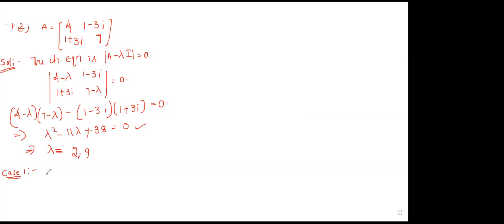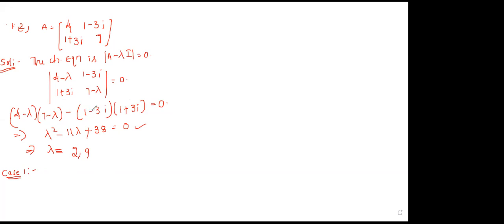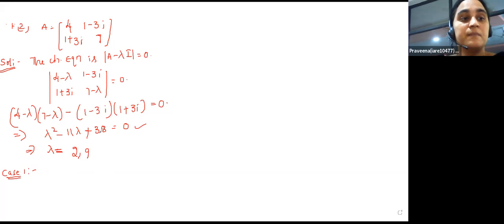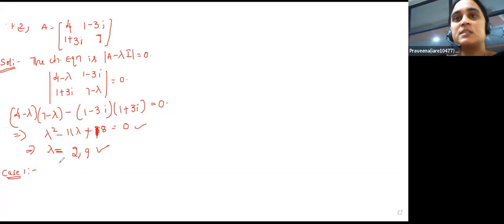A complex number is coming. Where does a complex number come? Here in the equation it is 18, not 38. Yes, plus 18 is correct. With plus 18 we got these two eigenvalues. Correct. Lambda square minus 11 lambda plus 18 is equal to 0. For that, the eigenvalues are 2, 9.